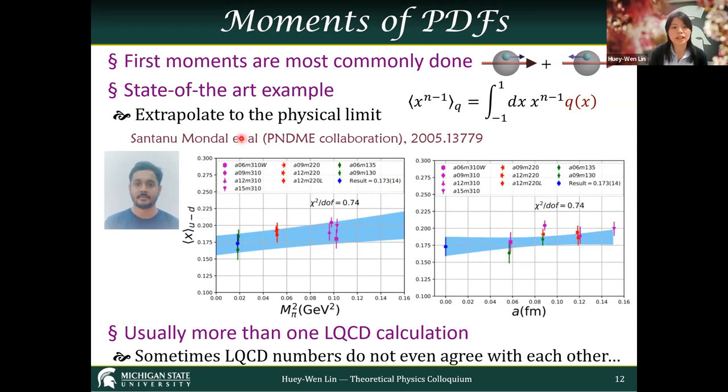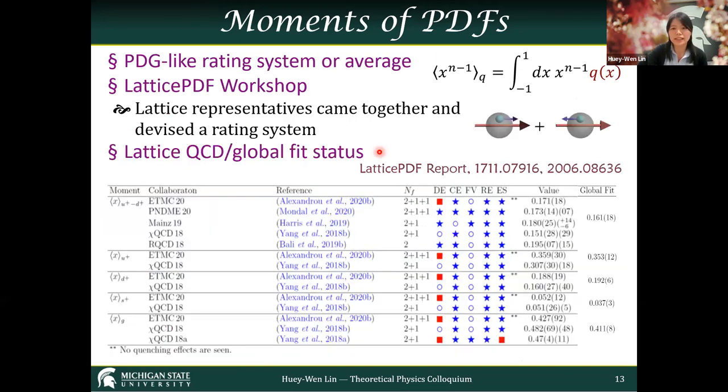And so this is one of the more comprehensive studies that uses a lot of ensembles, but not everybody does that. So sometimes you might see lattice results don't agree with each other, and it's not really a big issue because sometimes it depends on how people allocate their resources. Not everybody has to spend all the resources just to study a number of different systematics, right?